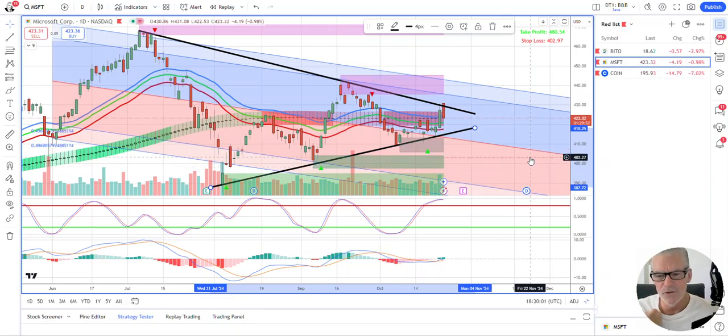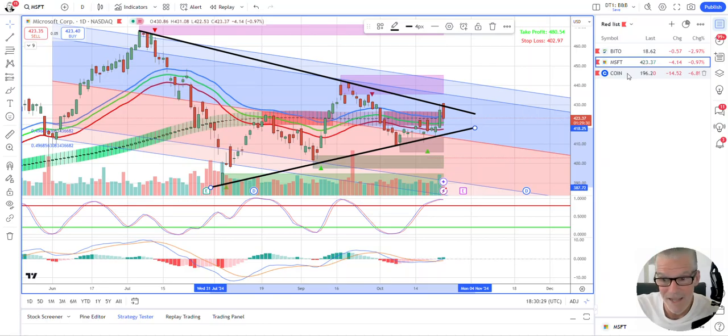Would I short Microsoft? No, for two reasons. One, your target is not very far away. You know, it's 423. It might get to 417, 418, something like that. It's hardly worth it. And yesterday was a bearish market day for the most part. Microsoft was very strong. That's outperformance, and that usually carries over. It just may take a little bit of time.